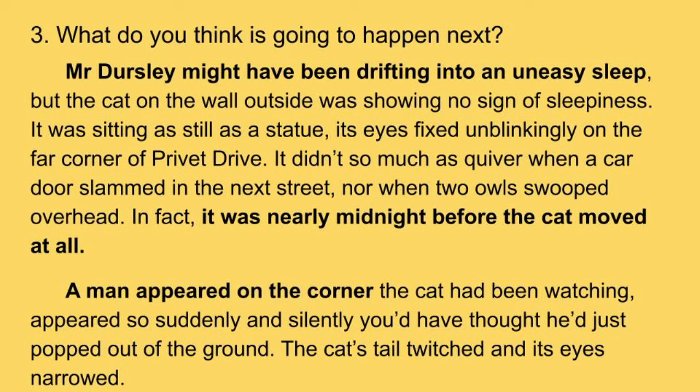So the cat's sitting outside. A man comes to the house at midnight when Mr. Dursley is inside. So my prediction personally is going to be that the man is going to knock on the door and ask for Mr. Dursley. So that could be wrong. There could be different predictions as to what is going to happen that can be correct.